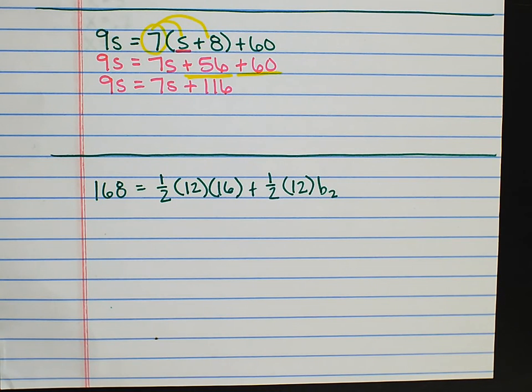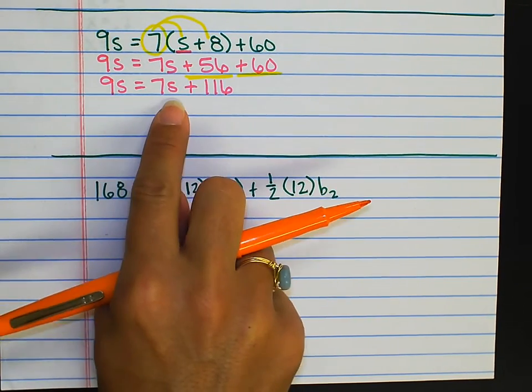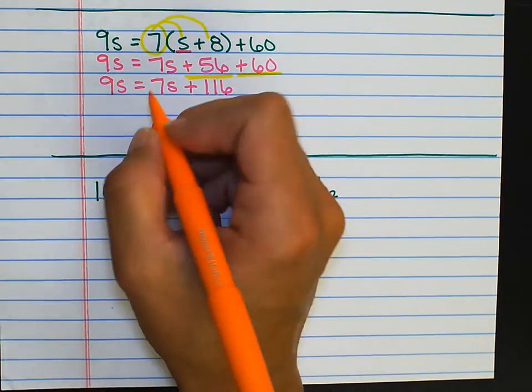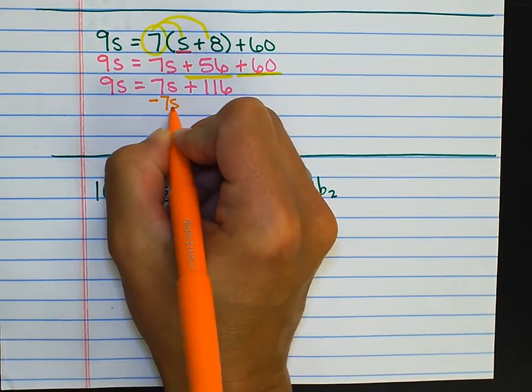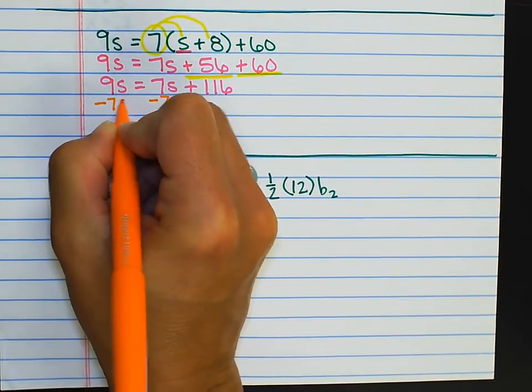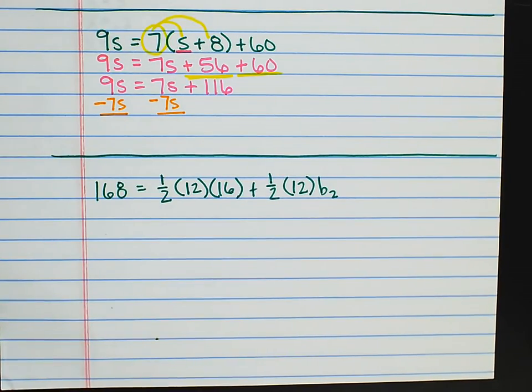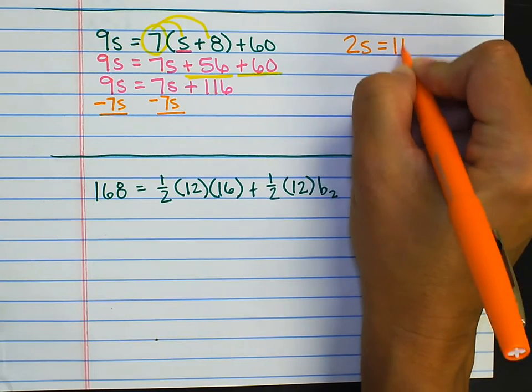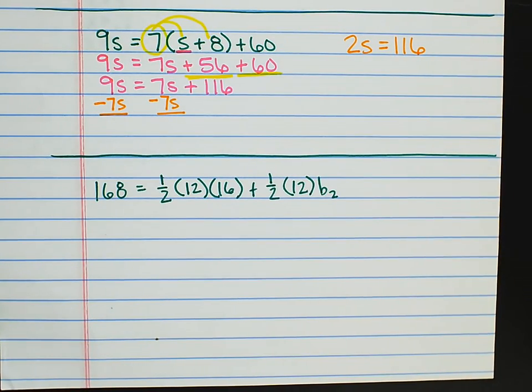The next question I ask myself is, are all the variables together? And I can see that I have 9s on the left and 7s on the right. So I need to get those together before I start solving for s. So I'm going to subtract 9s from both sides. Wait, that leaves me 2s equal to 116. I'm simplified, all my variables are together, so now I actually start the process of solving.